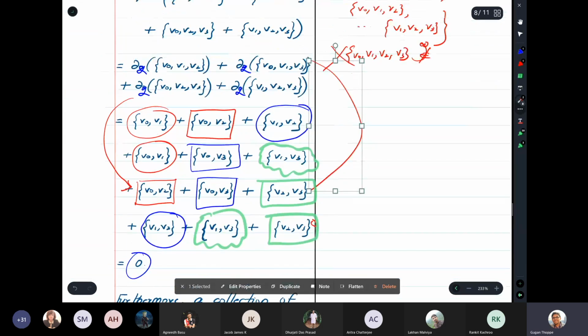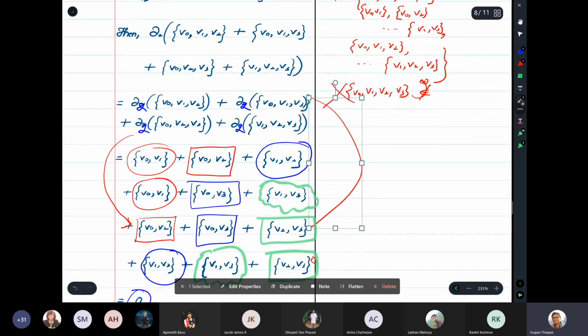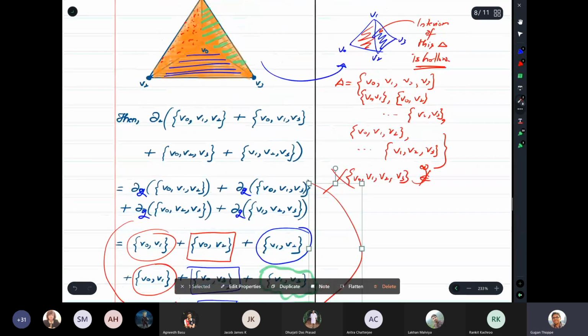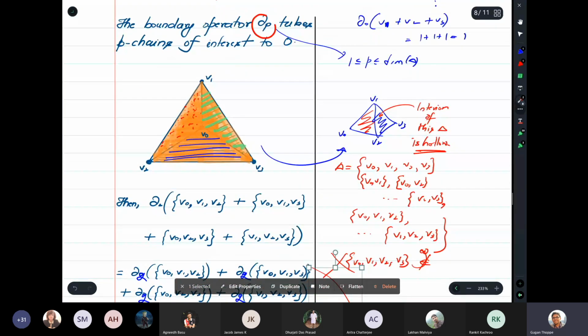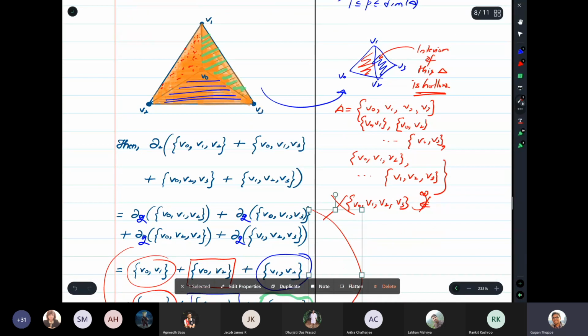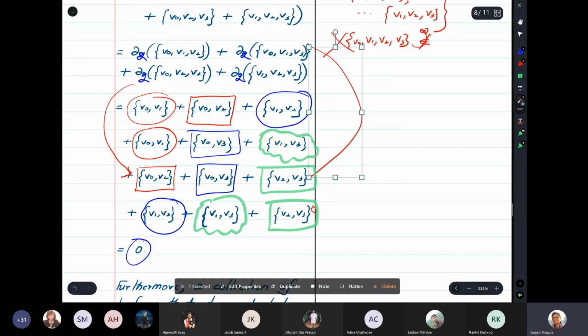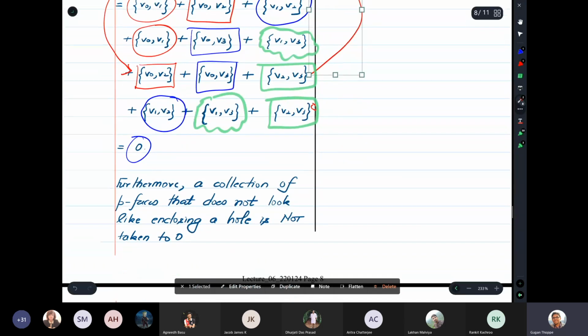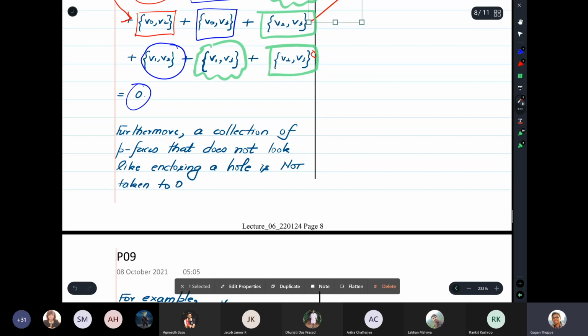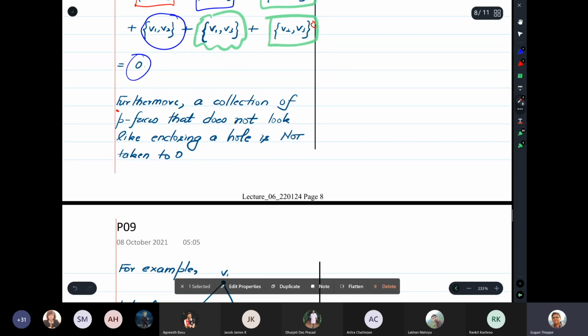What I am trying to help you appreciate is that this ∂p operator that we have defined is very interesting. It takes these p-chains, in particular those that enclose a (p+1)-dimensional hole, to 0. Furthermore, and this is equally important, if you have a collection of faces that does not enclose a hole, then that is not taken to 0.